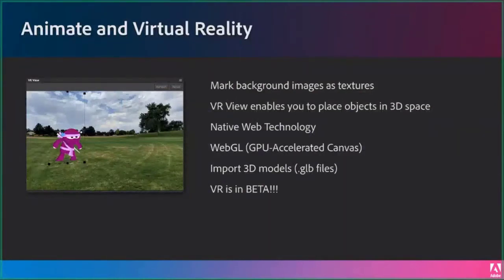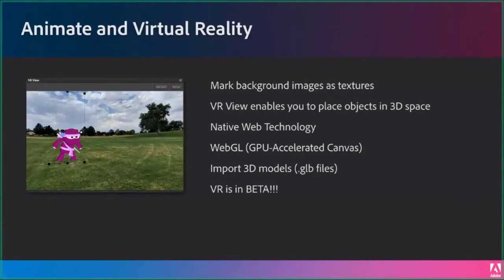So if you took like a 360 spherical photograph and you place that on a stage inside of your Animate document, it's going to look all distorted, right? The VR view is going to allow you to actually see what that looks like as a virtual reality environment, and even place and manipulate different objects inside of that environment. It's a lot easier to work in than traditional stages.